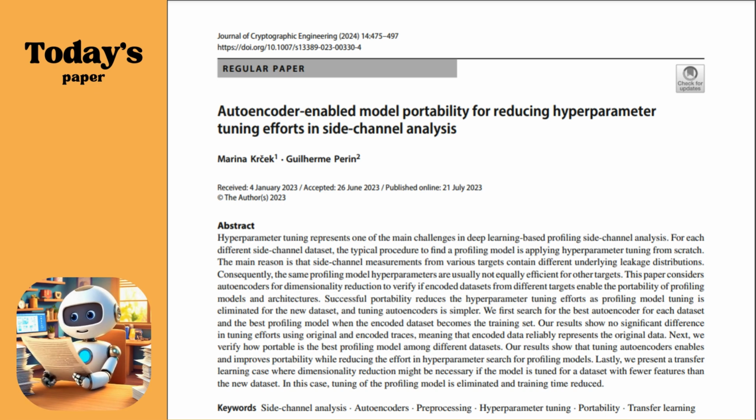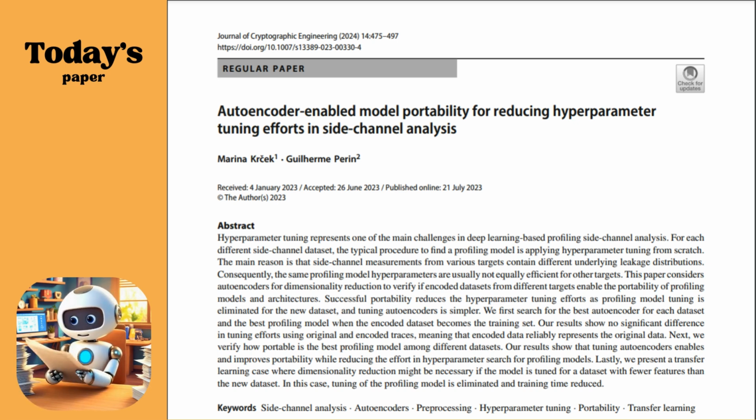Well, the performance got a lot better. Really? Yeah. They found that architectural consistency was really important for that portability aspect. That makes sense. If you want these models to work across different datasets, they gotta be speaking the same language. I get it. So they proved that portability is possible, but it depends on choosing the right autoencoder architecture. Exactly. That's fascinating.